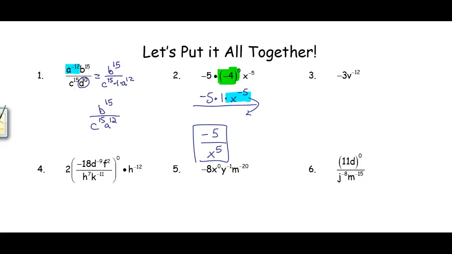And number 3, the only thing that's going to be moved here is v to the negative 12th. Remember, we are not moving our negative numbers. Okay, so in this case, v to the negative 12th is going to move to our denominator. We are left with negative 3 over v to the 12th.